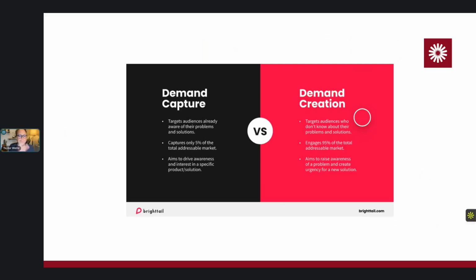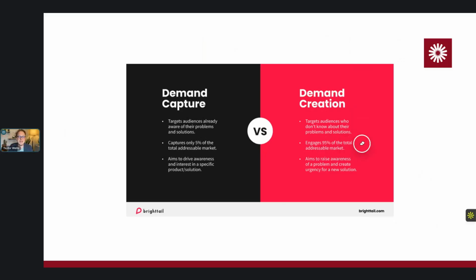And that's why in some ways, the B2C and SMB space is so much easier, because you have so many folks that have an acute market need and are looking for a solution, and you can go out there and just capture that demand. Easier said than done, but it's easier in some ways than creating demand.